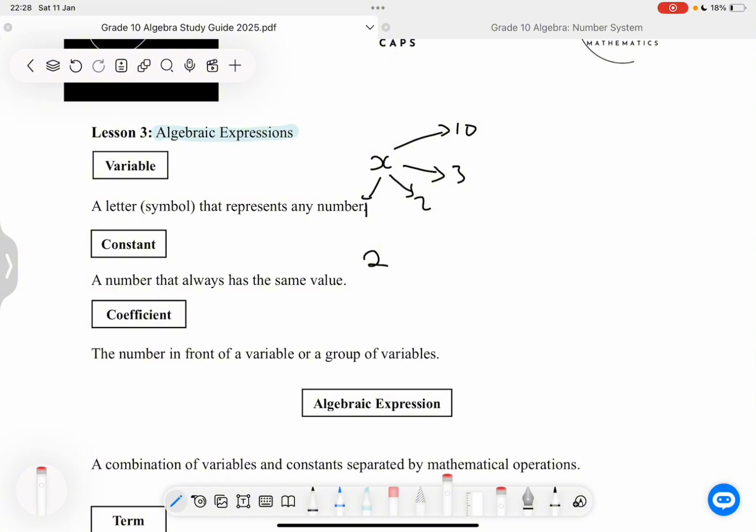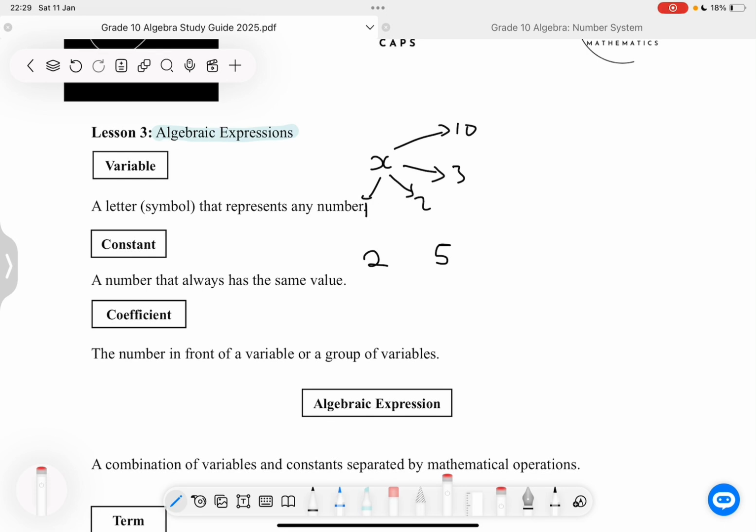There are many other constants. It could be a 5. No matter what happens, this number is not going to change. It's always going to be a 5. So it can be any real number. And again, this is the reason why we started studying number systems, because now we are generalizing those number systems into symbols, or we are using them as variables or constants, right, when we study algebra. So it's very important that you master lesson 1 and 2, going beyond even to grade 11 and 12.